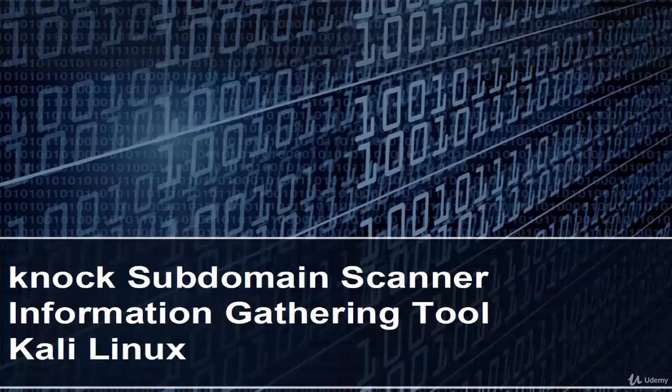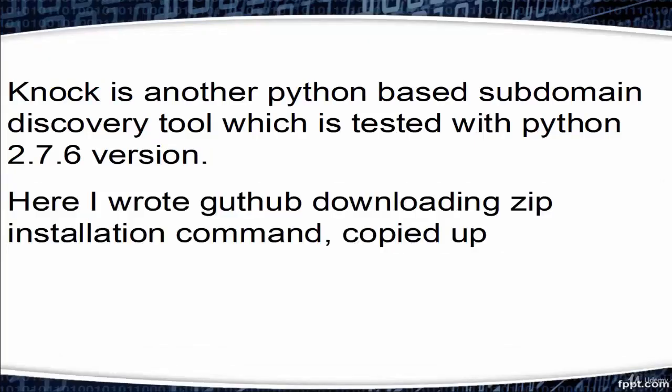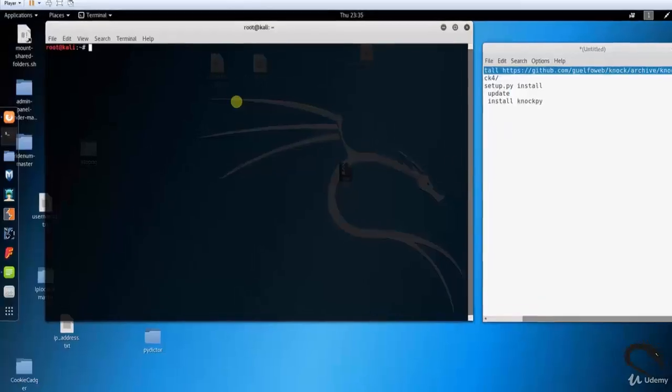Welcome. In this video, we are going to learn Knock Subdomain Scanner, which is an information gathering tool in Linux. Knock is another Python-based subdomain discovery tool, which is tested with Python 2.7.6 version. Here I wrote the GitHub download zip installation command, copied it, and let's open terminal.